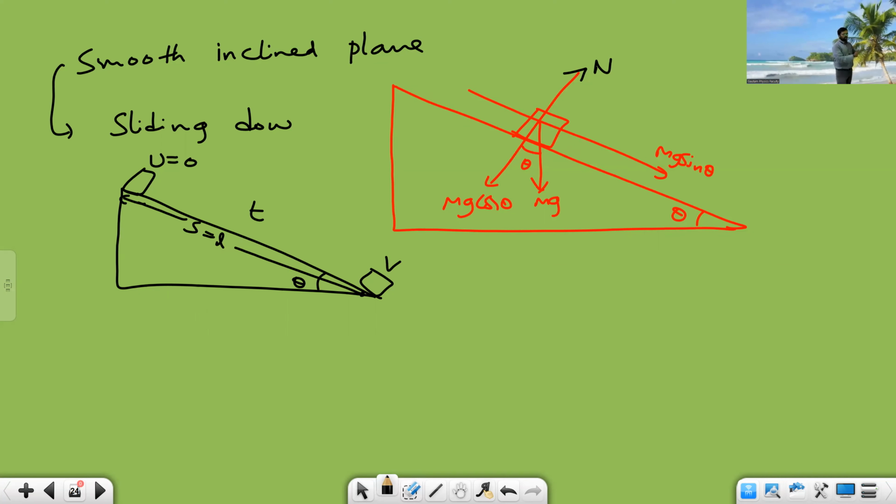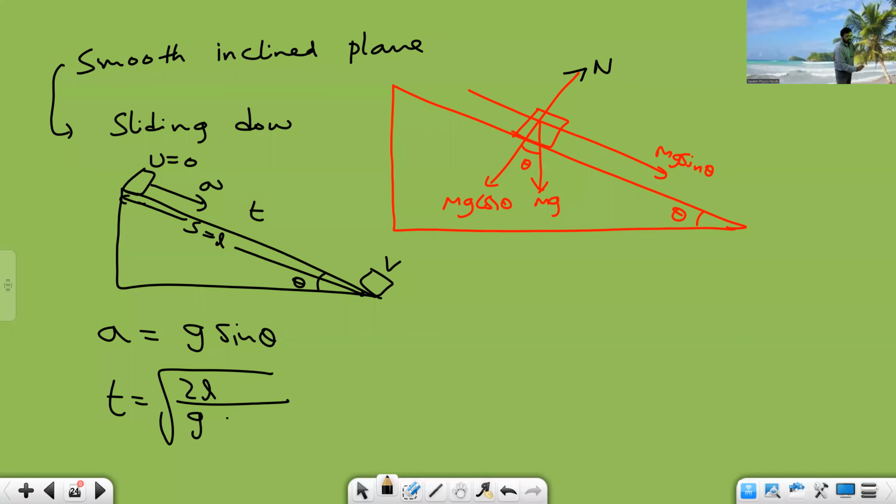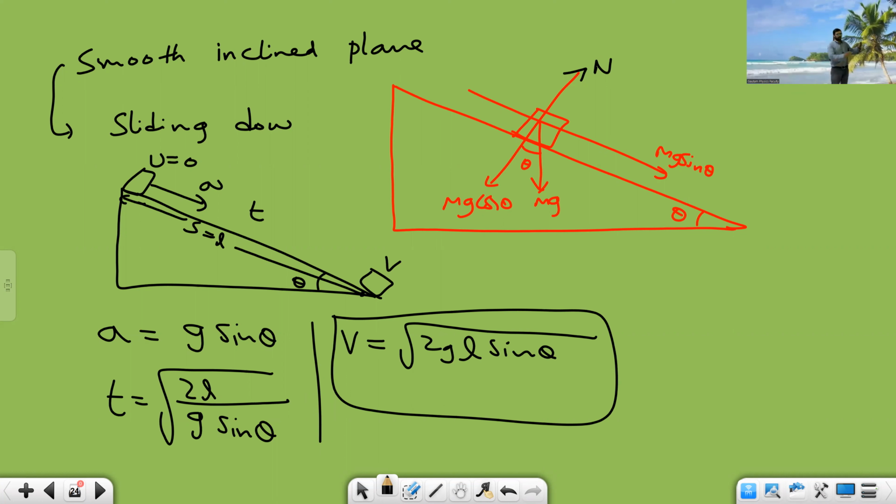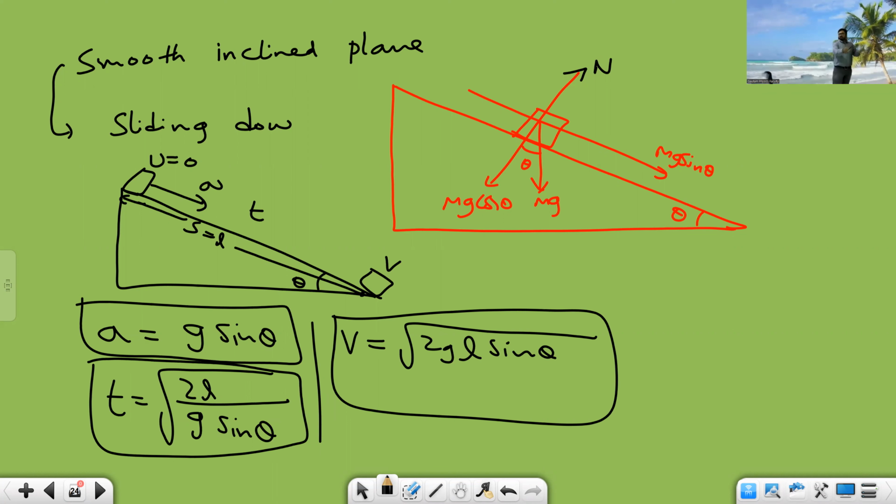Then what are the formulae? It is coming down with an acceleration a equal to g sin theta. Time taken t is equal to root over 2L by g sin theta. And what about the velocity when it reaches the ground? v equal to root over 2gL sin theta. These are the formulae related to acceleration, time taken to reach the ground, and velocity when it reaches the bottom. All these values are for a smooth inclined plane sliding down.